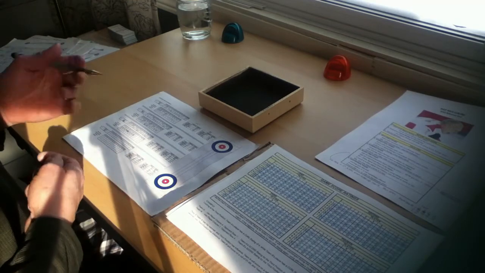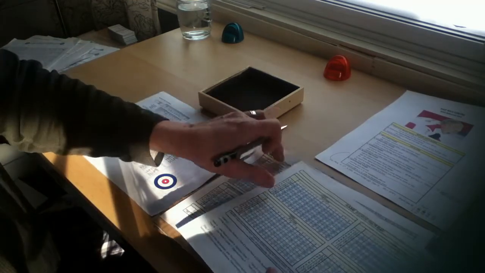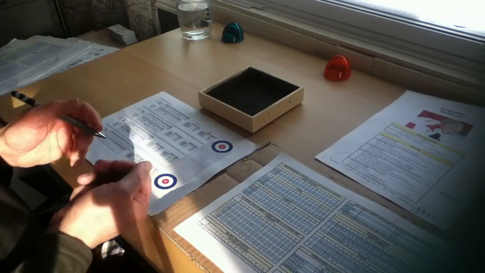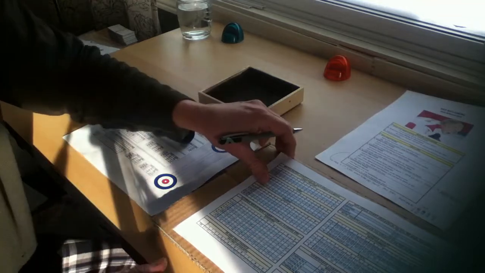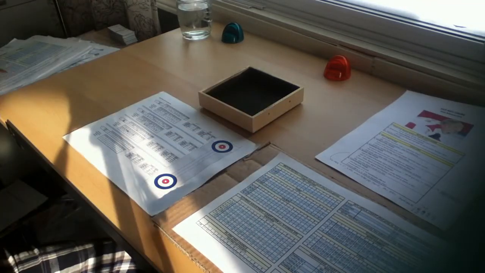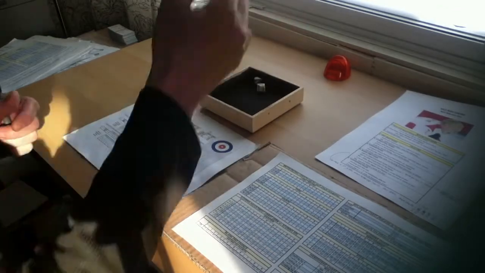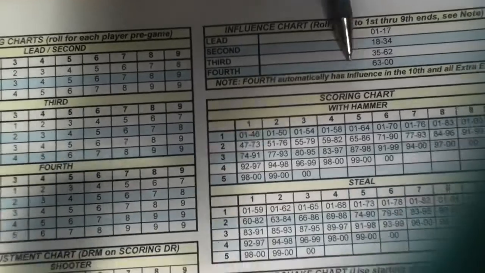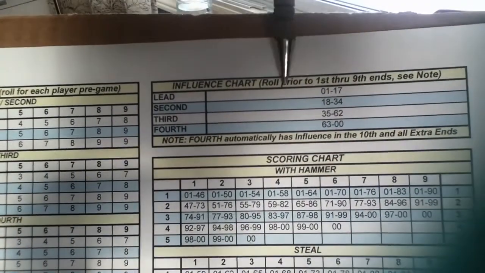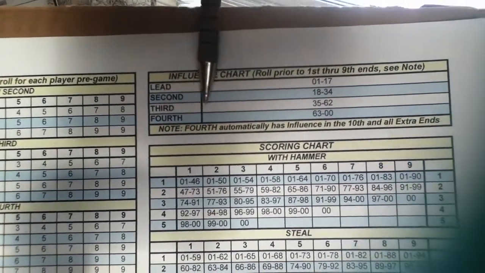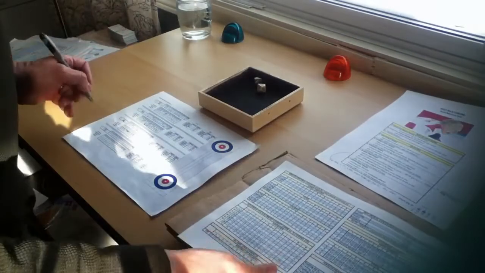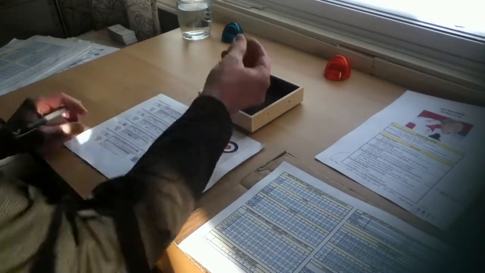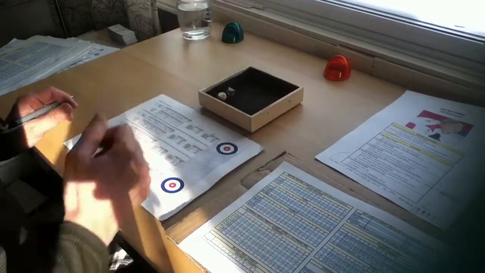So the first thing you do is you roll the 2d10 and look on the influence chart to see which player on the team with the hammer has the influence. So we roll a 45. So we look on the influence chart here. 45 falls in the range of the third. So the third is the key player for Ontario in this end. So I just wrote down 3 in the influence column.